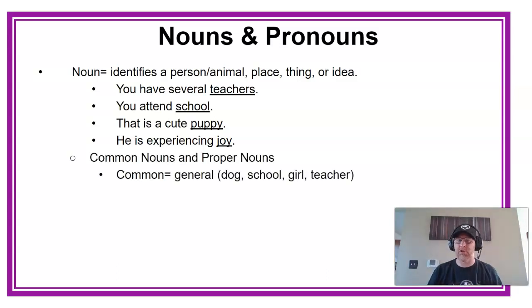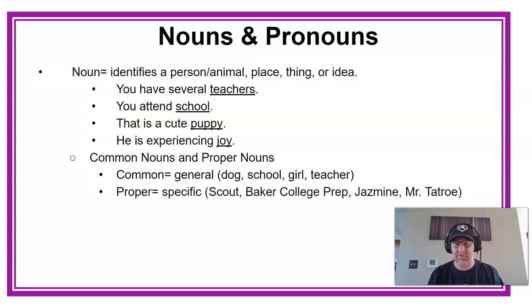Common nouns are just general. It's the dog, any school, any girl, any teacher. Proper nouns are specific nouns, okay? It's when you get something named. Scout, that's the name of my dog, okay? So if I'm talking about Scout, I'm talking about a very specific dog. Or I'm talking about Baker College Prep, I'm talking about a very specific school.